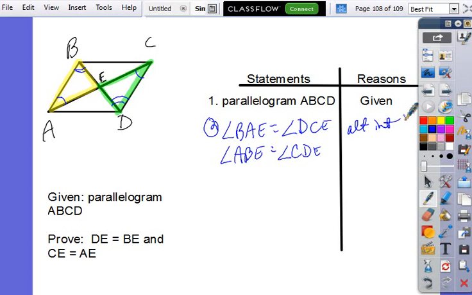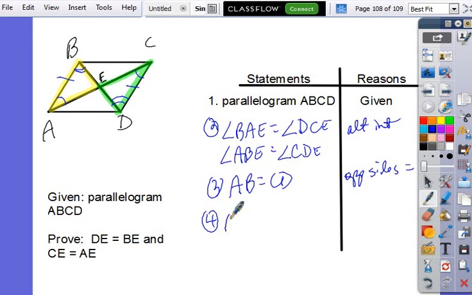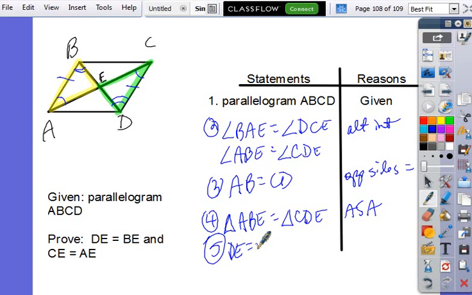Well, now what did we just say about the sides on that proof? The opposite sides are equal. Well, guess what? I'm going to use AB equals CD, because opposite sides are equal on a parallelogram. What is that now? That's angle side angle. So triangle ABE has to be equal to triangle CDE by angle side angle. And if that's the case, then DE equals BE and CE equals AE because of CPCTC.